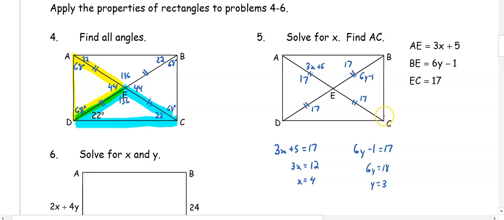Last, we also want to find the length of AC. Well, we know that each part of the diagonal is 17. So AC is 17 plus 17, which is 34.